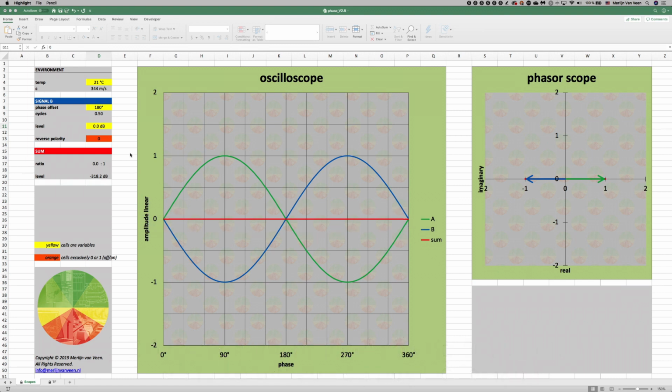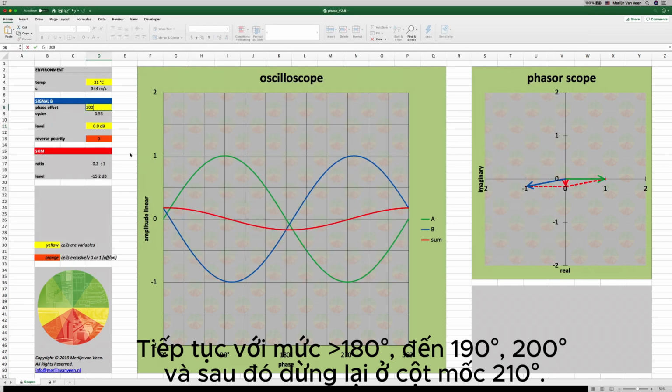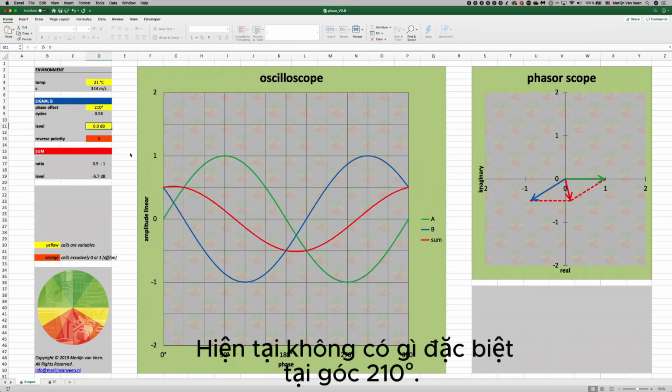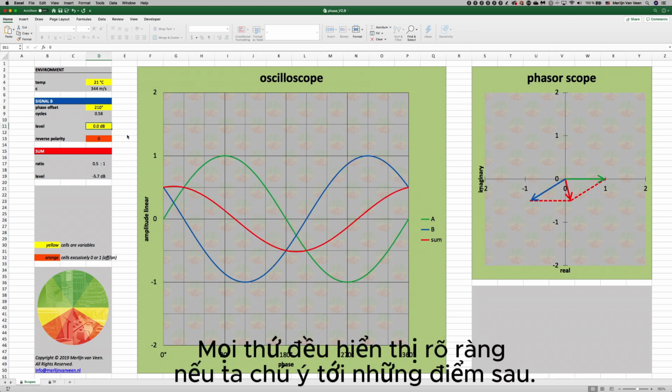Cancellation. Okay, so let's go beyond 180 degrees. Let's go to 190. Let's go to 200. And then stop at the next milestone, which will be 210. Now, there's nothing special about 210. Everything that we see in front of us is straightforward if you are mindful of the following property.